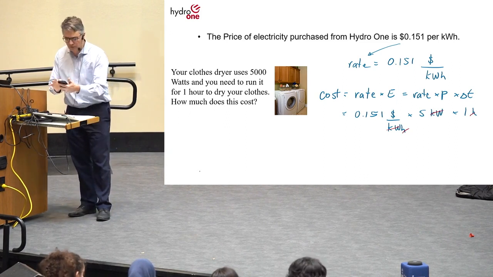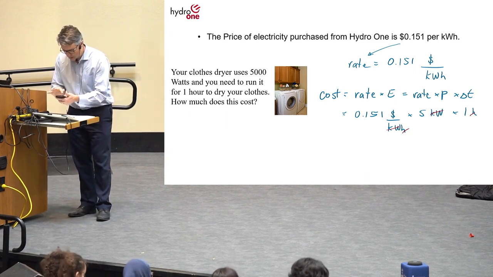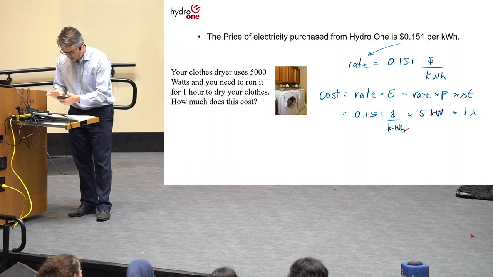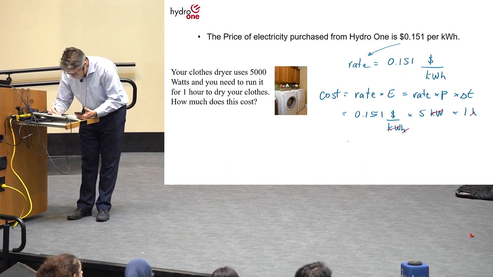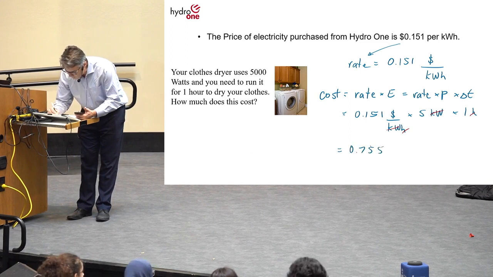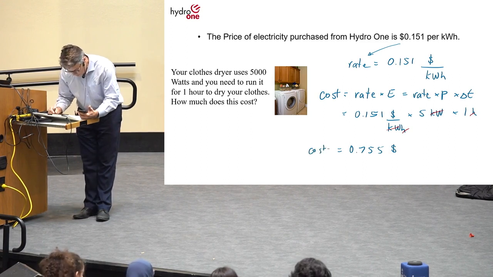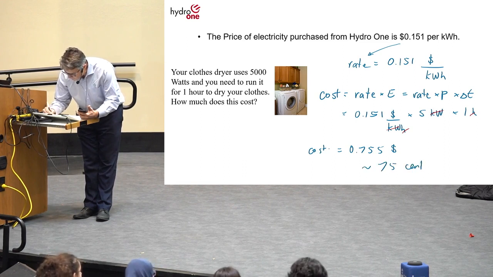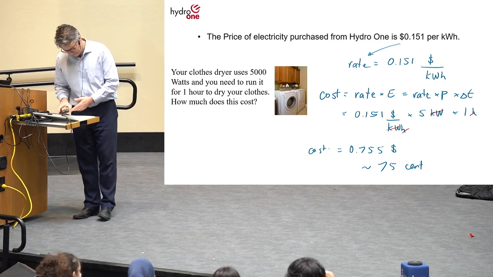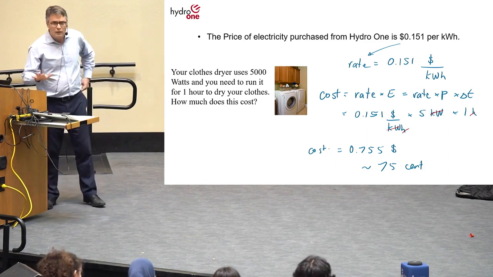I didn't do this before, but we can pull up my calculator. 0.151 times 5. It's only about 75 cents, so $0.755. It costs about 75 cents of electricity to run your dryer for an hour. Okay.